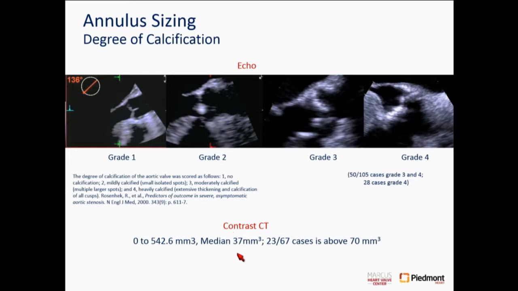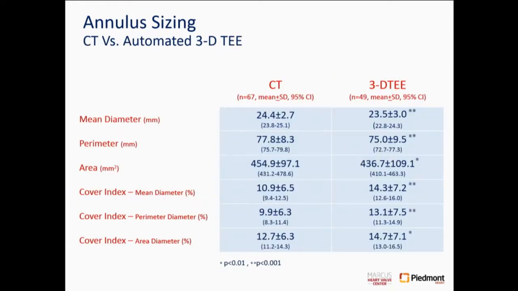The median volume of calcium was 37. And we took double that number as a definition for extreme calcification of the annulus that included LVOT calcification. And about a third of them had extreme calcification by CT, very similar to the TEE number that you see here. And this is important for feasibility of using the TEE approach if you cannot do contrast CT. And it has implications for CT also.